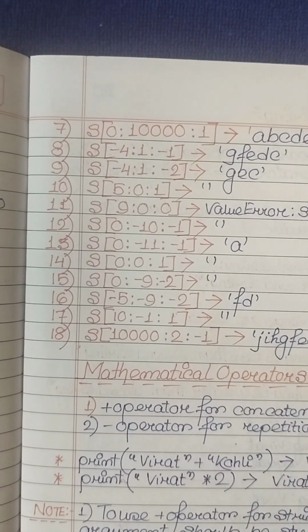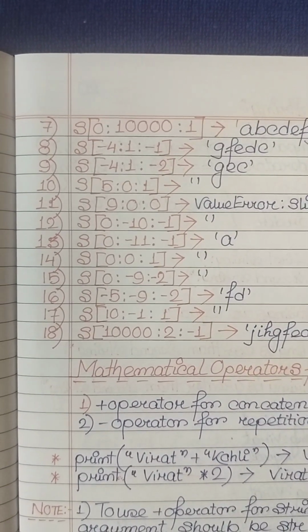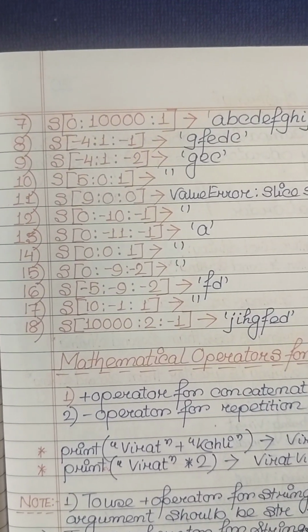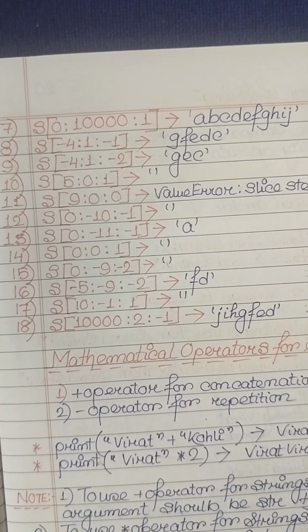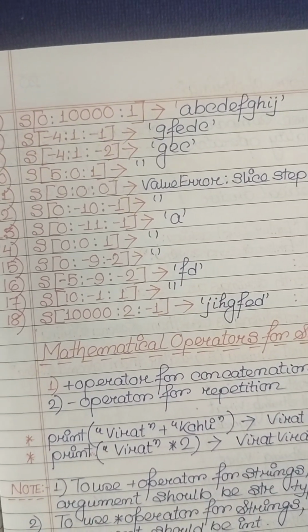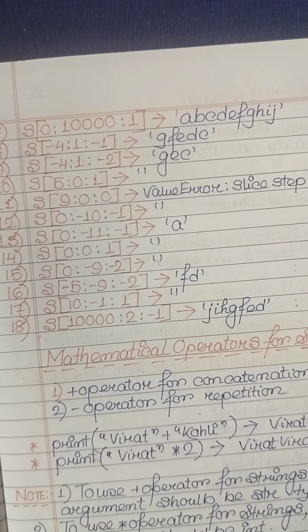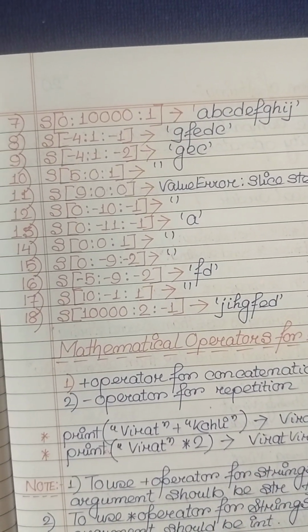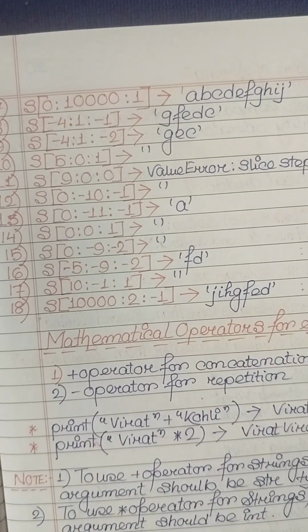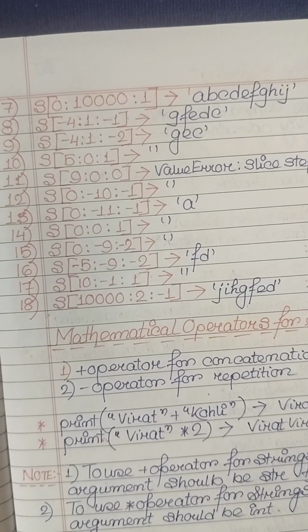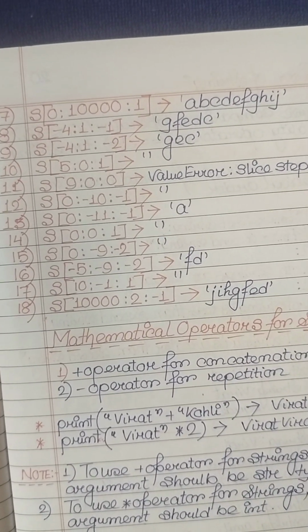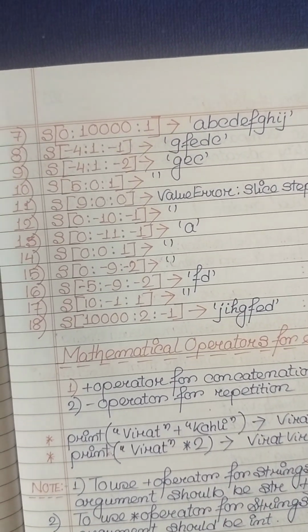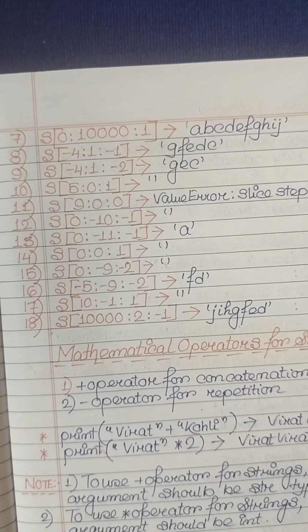Number 17, 10 is the beginning value, minus 1 is the end value, plus 1 step, so it will also print nothing, because the beginning value starts at 10, which is beyond the end value, so for this reason it will not give you any answer. The last one will begin with J, I, H, G, F, E, D. For today this is all.